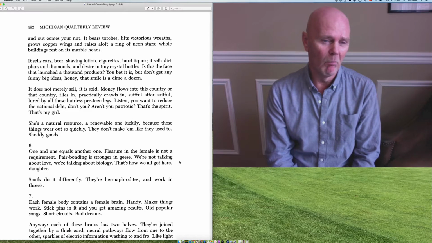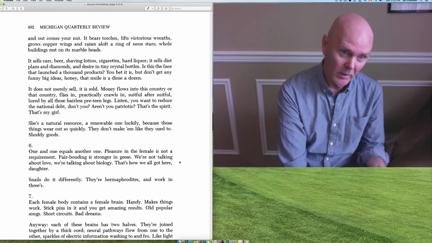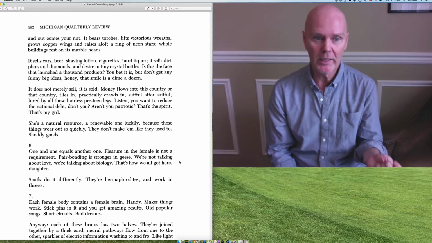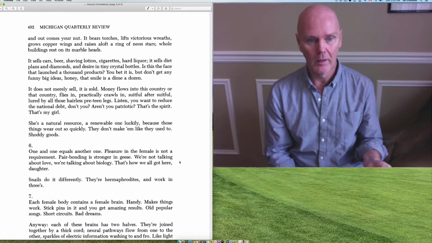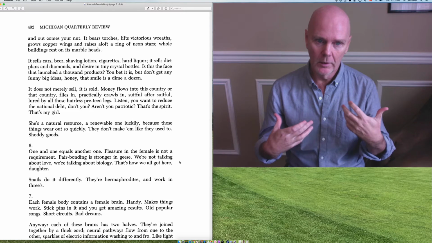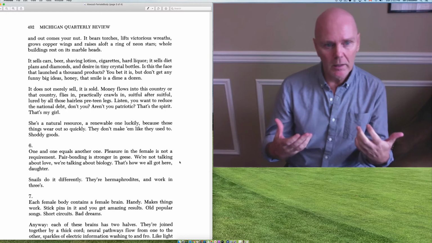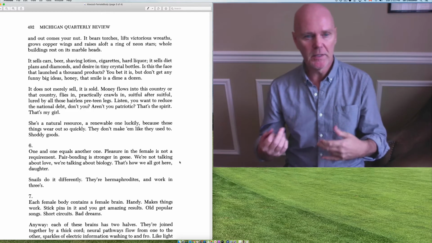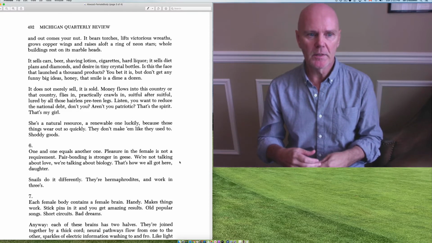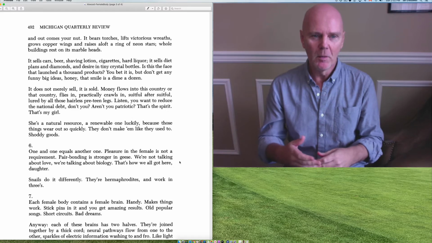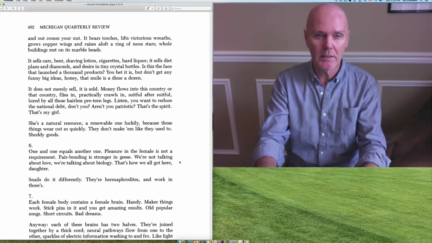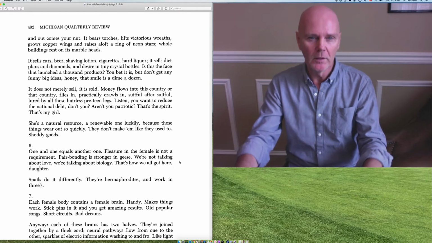And more than that, worse than that, arguably, it seems to be child prostitution. We have hairless pre-teen legs. Look at the imagery here. And we can imagine these punters, these men, these businessmen. She describes them as flying into the country, practically crawling in, as though they're in the undergrowth, like insects, suitful after suitful, lured.